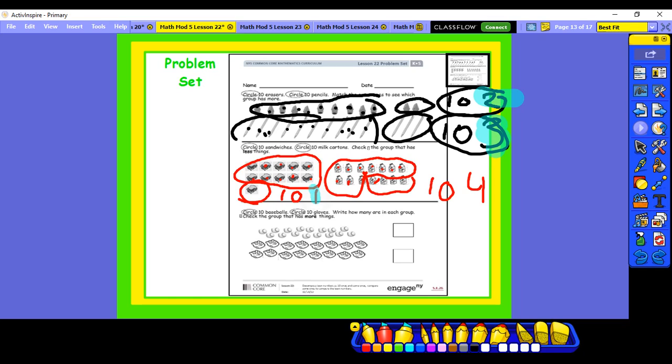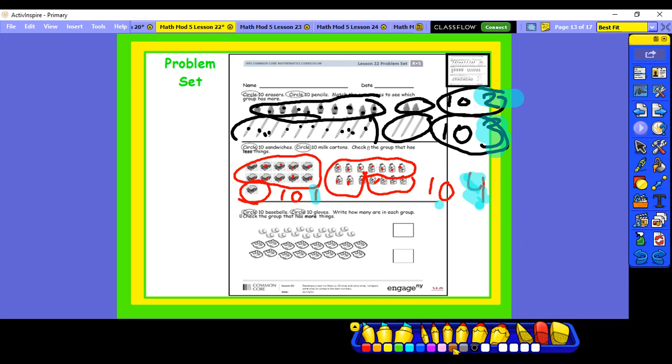Which has less left over? 10, 1 or 10, 4? 10, 1. There are less sandwiches than milks because 1 is less than 4. Great job. Let's look at our last problem.